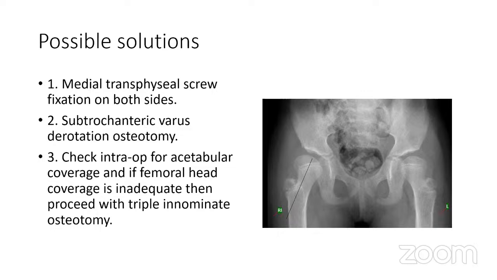So between the two possible solutions of medial transfascial screw or subtrochanteric varus derotation osteotomy, the physis on the lateral aspect of the femoral head should be growing for this technique to work. So more dependable in this situation, I would suggest a subtrochanteric varus derotation osteotomy. And as I said, if intraoperatively the femoral head coverage is still not adequate, I would do a triple innominate. Yes, sir. Thank you, sir.